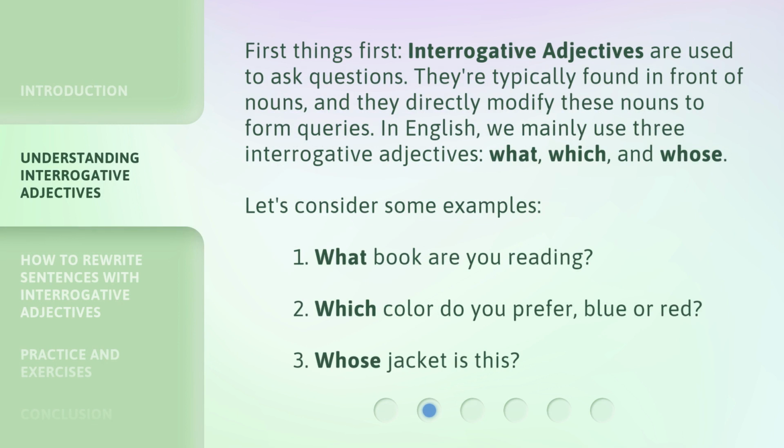First things first. Interrogative adjectives are used to ask questions. They're typically found in front of nouns, and they directly modify these nouns to form queries. In English, we mainly use three interrogative adjectives: what, which, and whose.